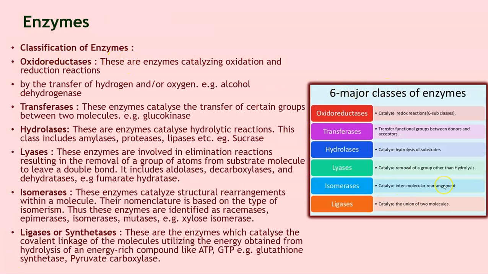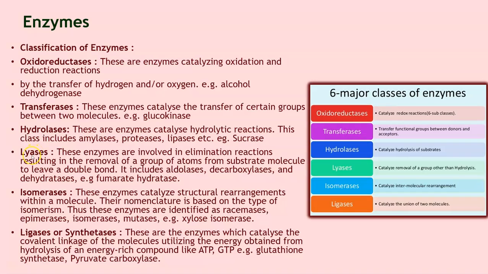Classification of enzymes: here you have the 6 major classes of enzymes. Oxidoreductases: these are enzymes catalyzing oxidation and reduction reactions by transfer of hydrogen and/or oxygen. Example: alcohol dehydrogenase. Then you have transferases: these enzymes catalyze transfer of certain groups between molecules. Example: glucokinase. Hydrolases: these are enzymes catalyzing hydrolytic reactions. This class includes amylases, proteases, lipases, etc.